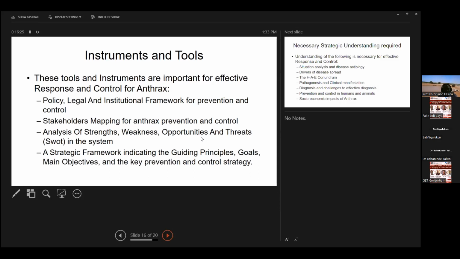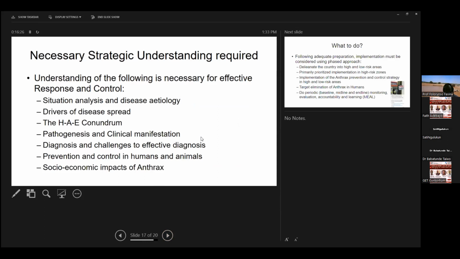And for the strategic framework, these are the necessary things that it must include. It must have an overview of a situation analysis. What is the situation in the country? Where are the hotspots? Where are the low-risk areas? Where are the high-risk areas? We need to know what the drivers of the disease in Nigeria are. For example, if processing of things like mama is a risk, we need to work on that. If sale of hide and skin is a risk factor, we need to know that.